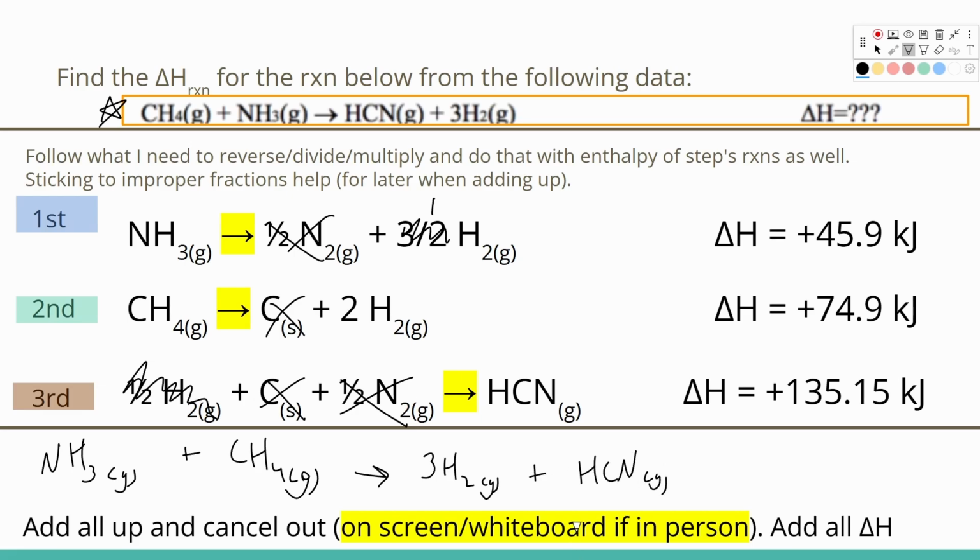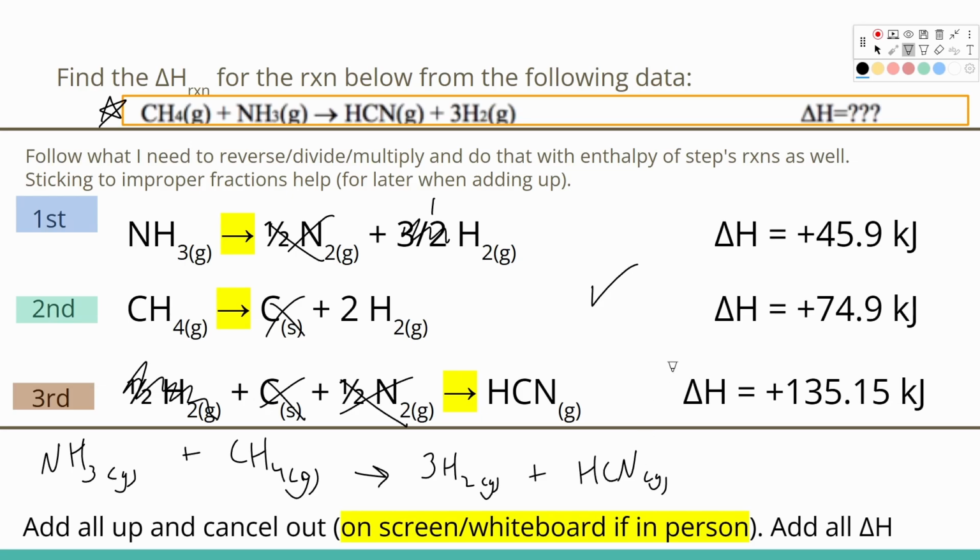So I double check. Are the things up here matching the things down here in proportions and all that? So NH3, I definitely have that. CH4, I definitely have that. I only have one of each. Great. I have HCN down here. I have 3H2. I have 3H2. So all of the stuff that I did to manipulate these 3 steps, they are all correct.